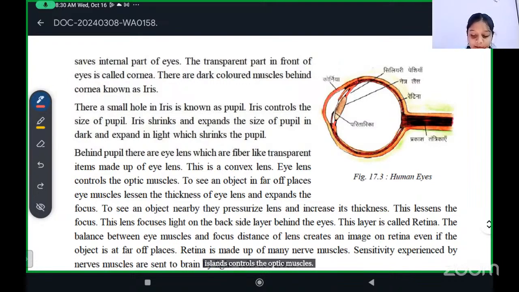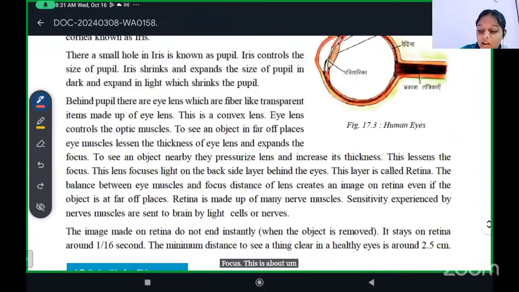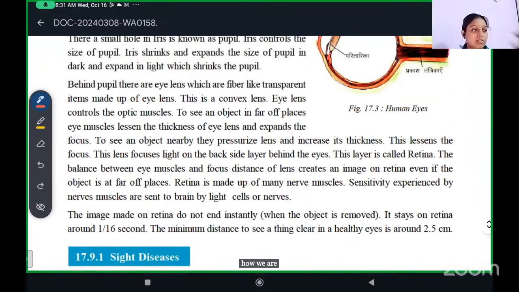Now, to see an object in far off places, the eye muscle lessens the thickness of the eye lens and expands the focus. This is how we are able to see things at a far distance. When we are seeing things which are far away, the eye muscle lessens the thickness of the eye lens and expands the focus.